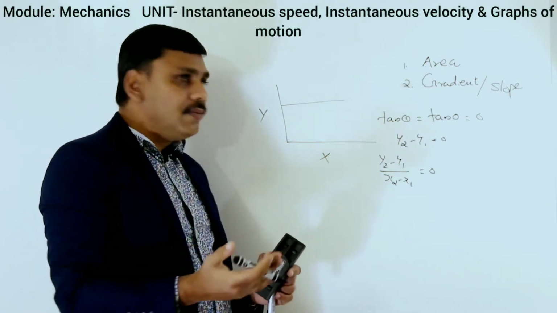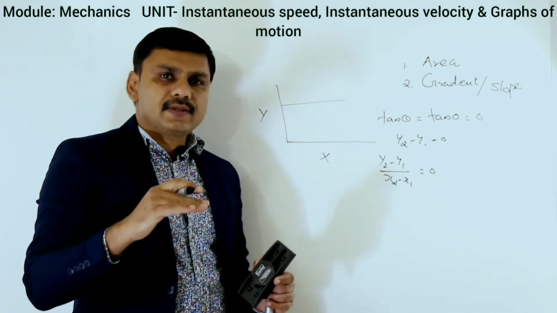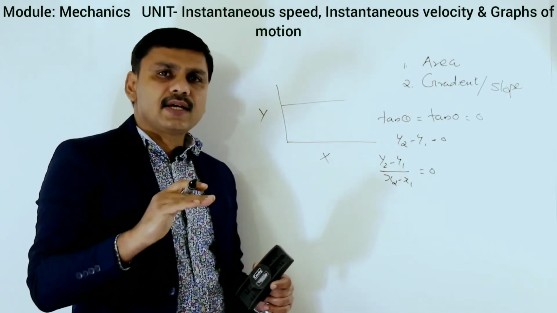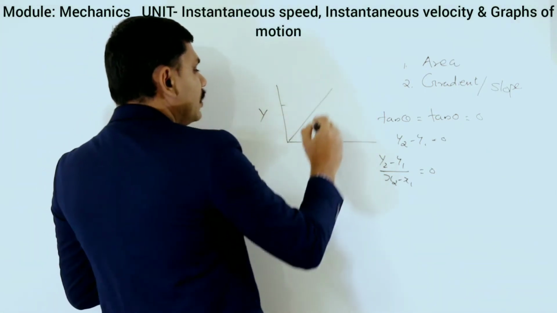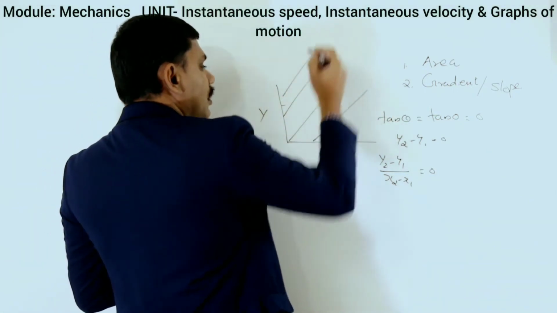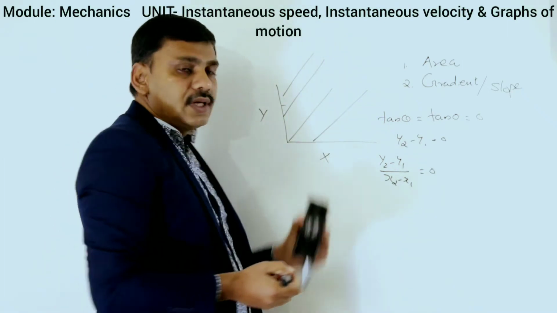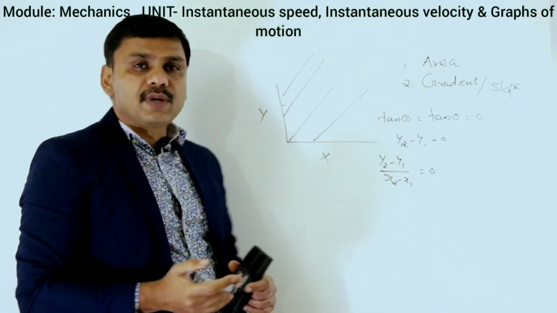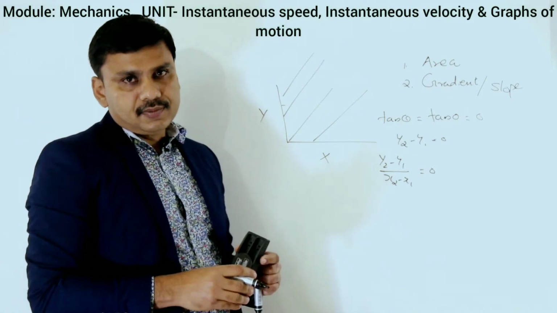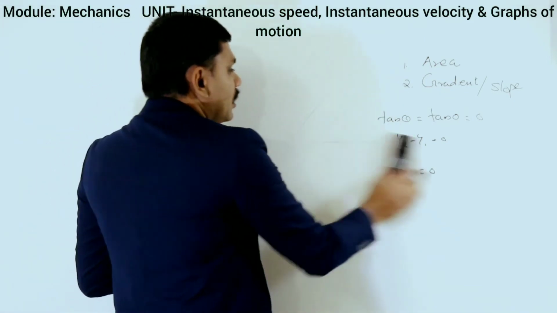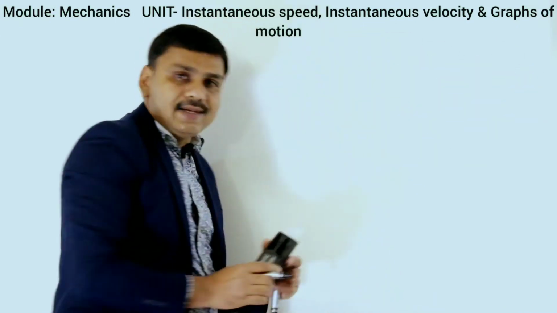So the graph can come mainly in two ways. One will be parallel to x-axis. If the graph is parallel to x-axis, gradient will be 0. If the graph is making an angle theta with the x-axis, there y2 minus y1 divided by x2 minus x1 is the way for calculating the gradient. So these are the ways to get the gradient if the graph is straight.